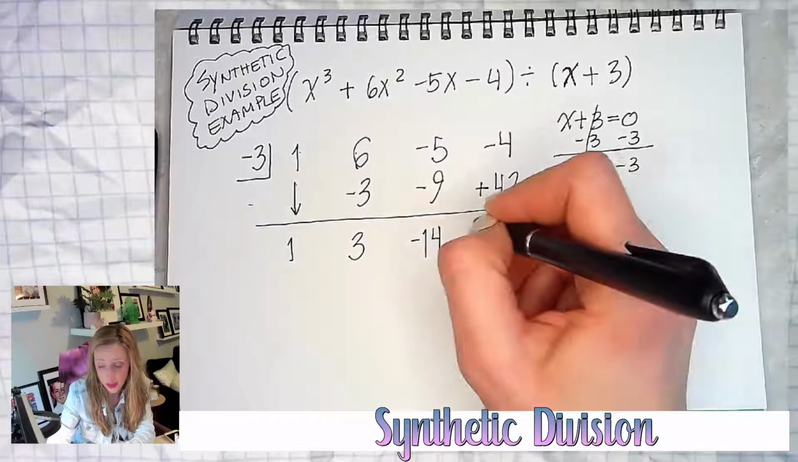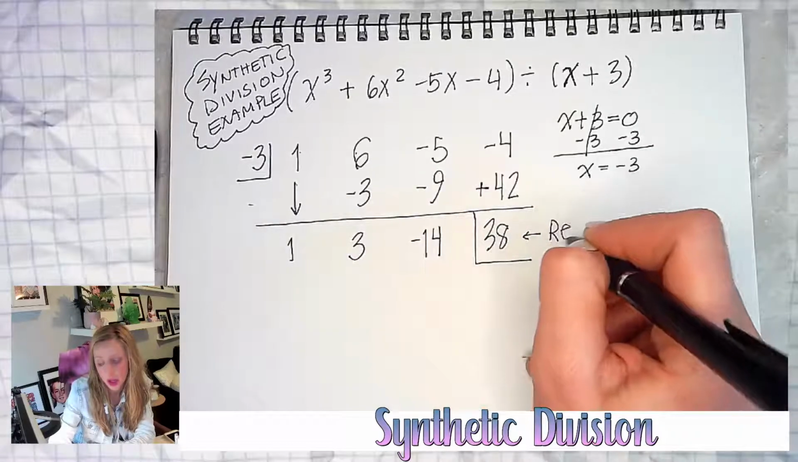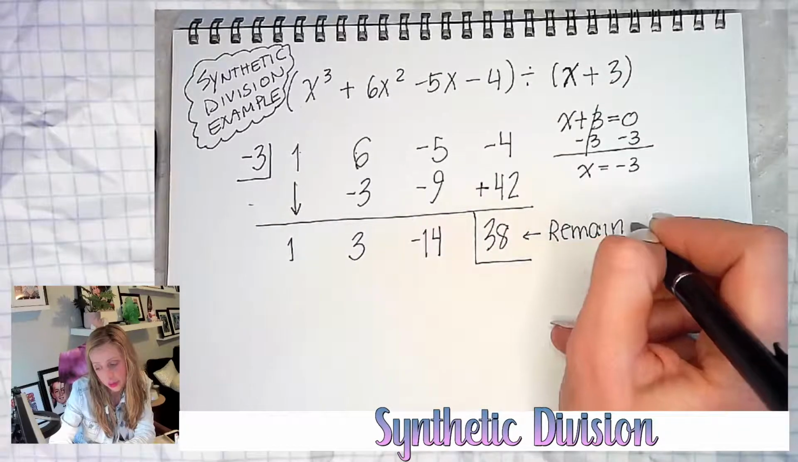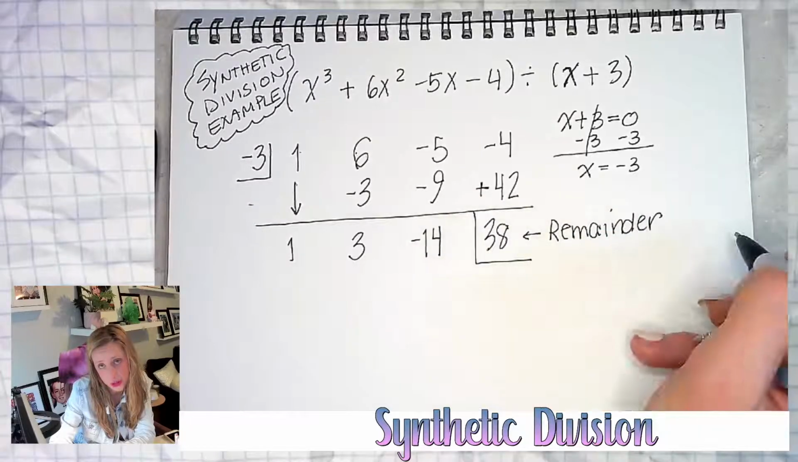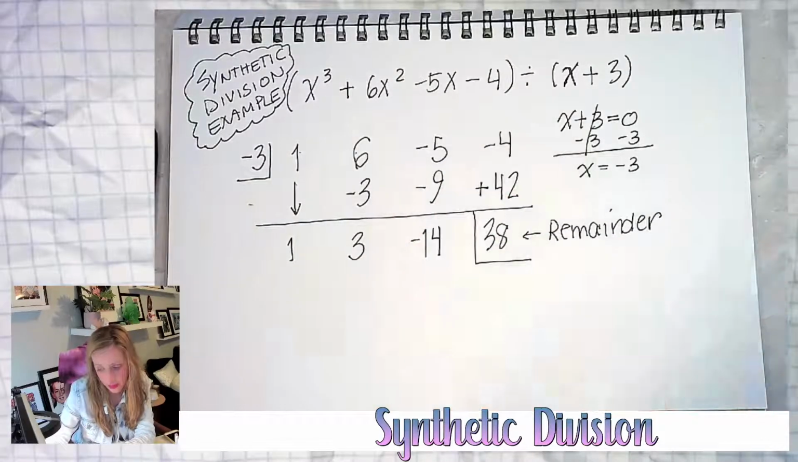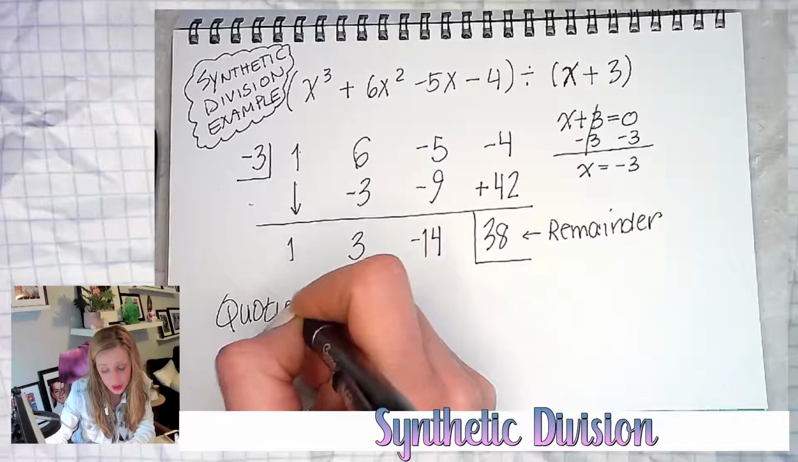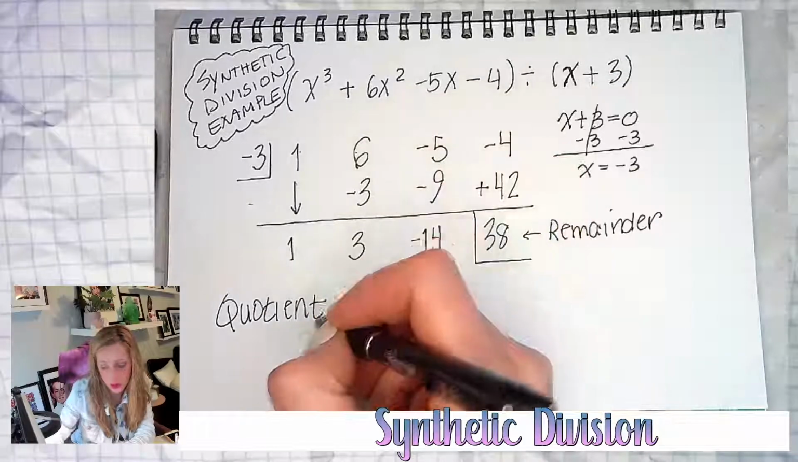The last number, however, we box that off as well. That is our remainder. If a question asks you, what is your remainder? This is one way we could do it. We could write the remainder is 38. That's the remainder.